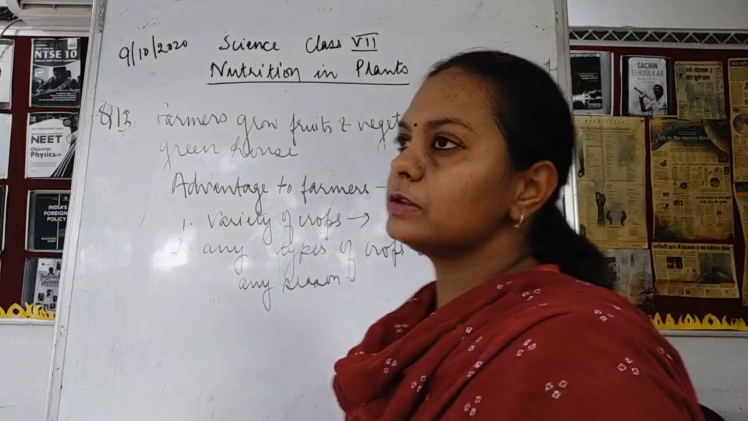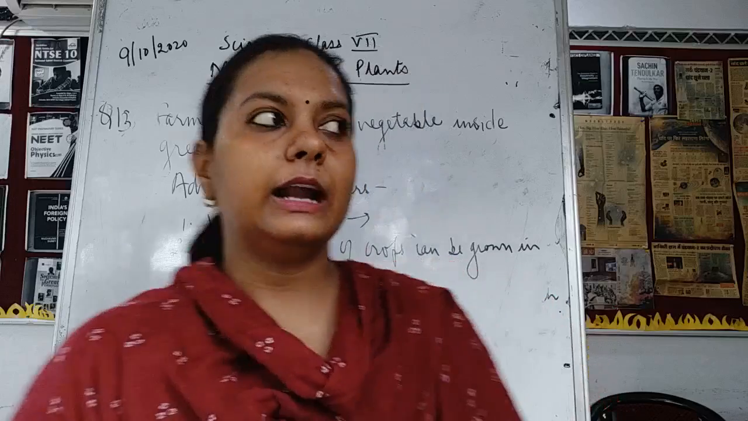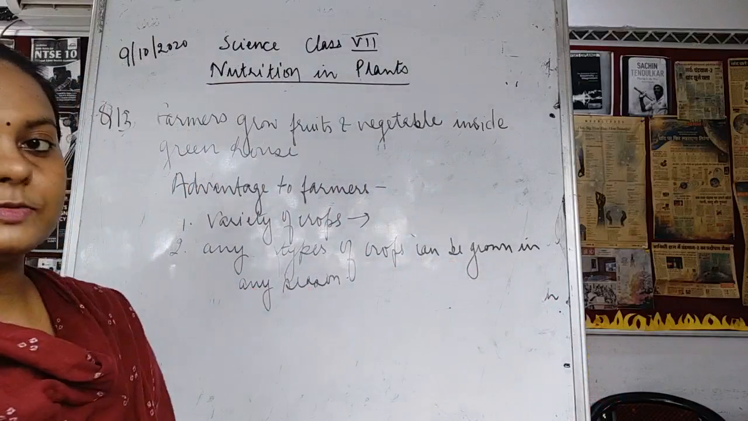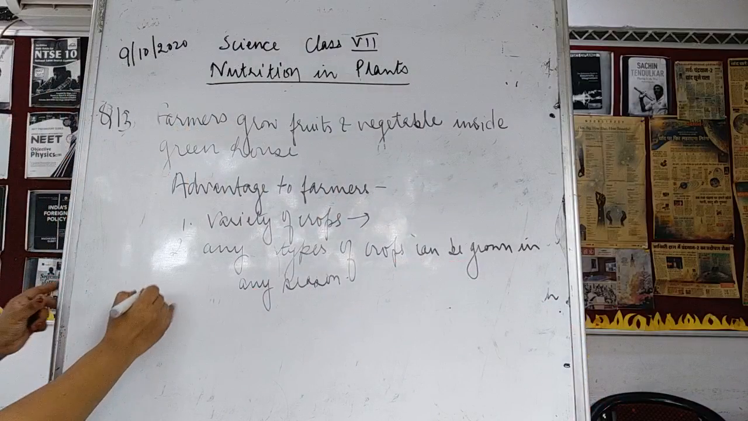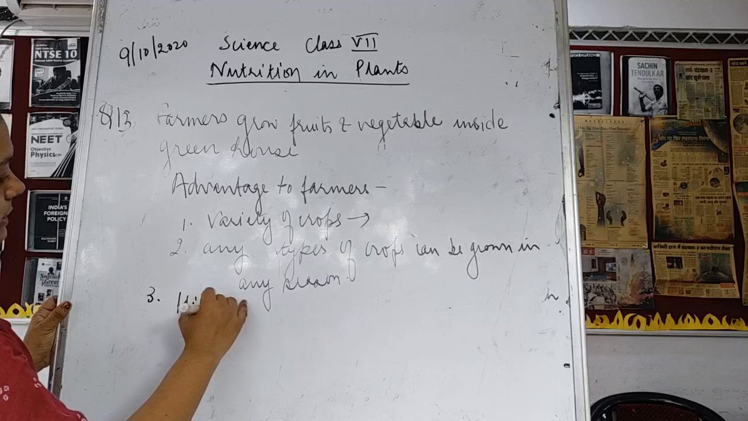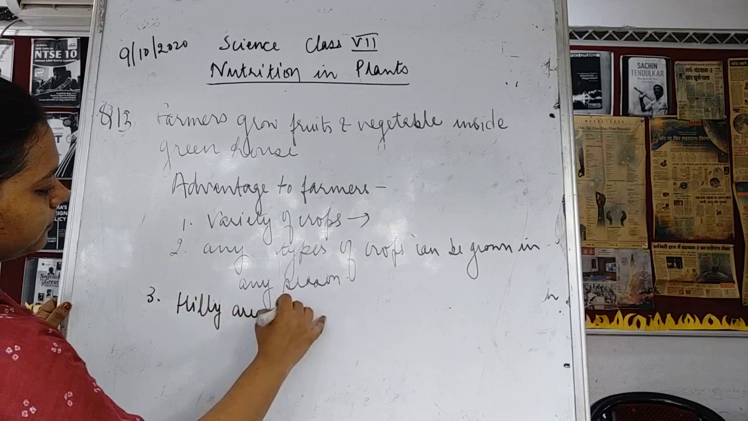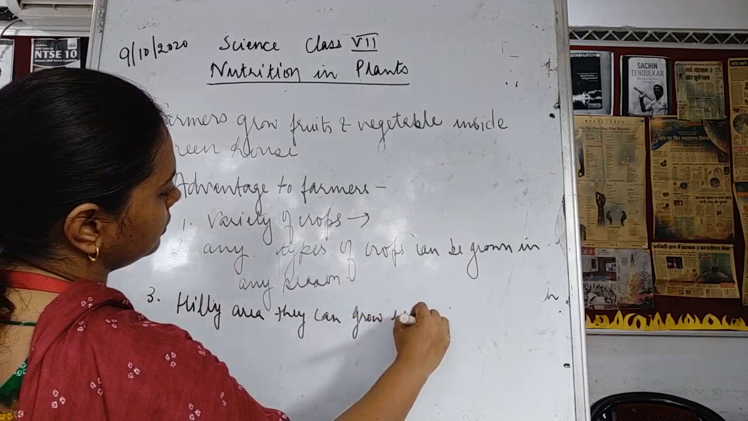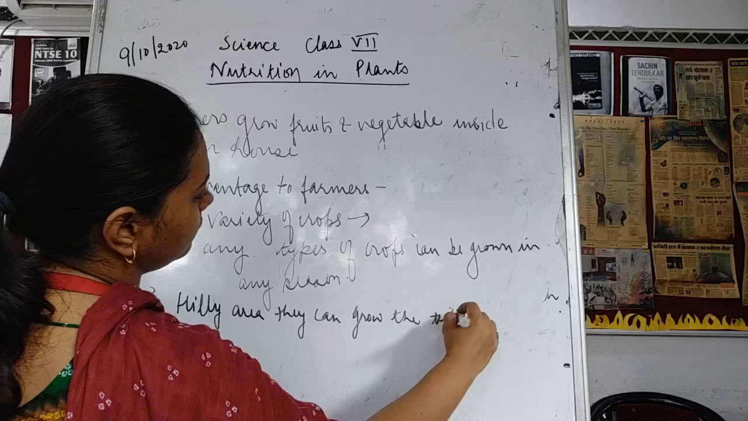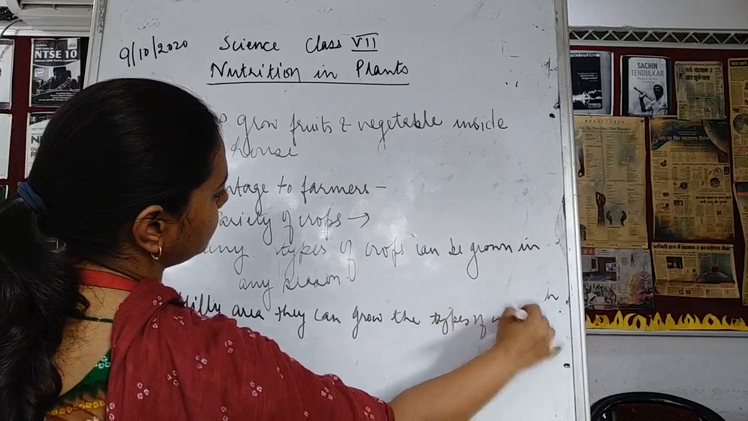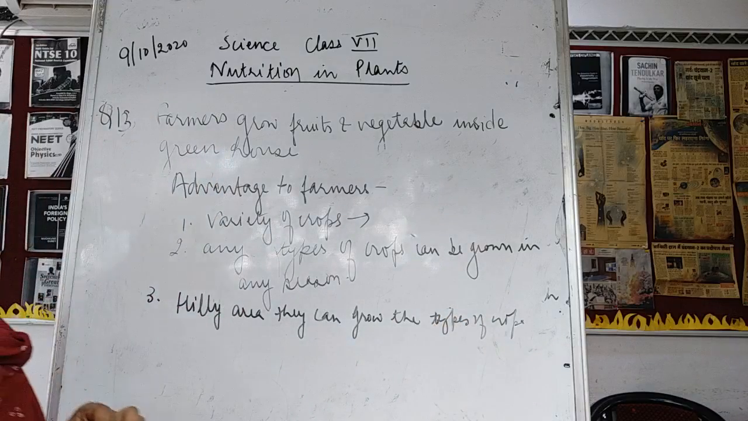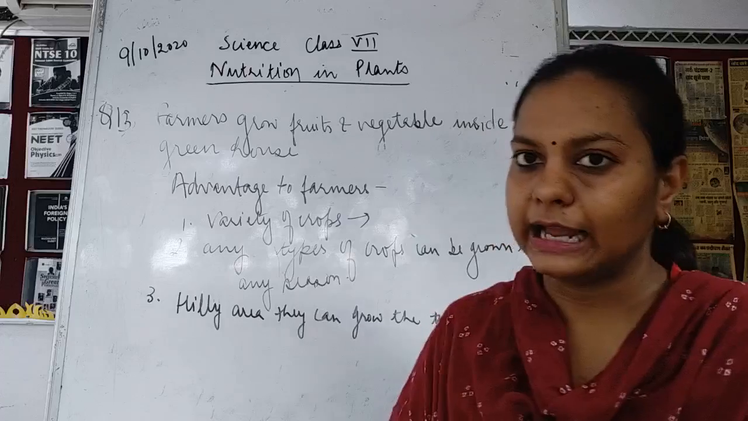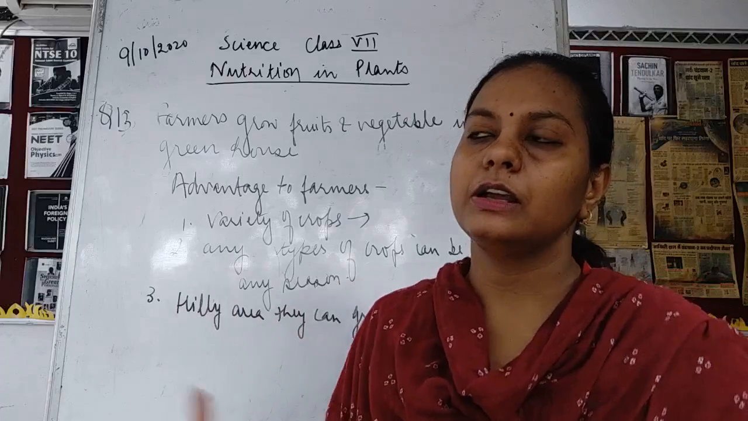So children, this was the advantage to the farmers, and now you can easily understand that any types of crops could be grown in the hilly areas. So the next part is that in the hilly areas, they can grow these types of crops. Okay, because here the temperature is not very cold, whereas in cold temperature the plants could die. That is why they can grow any type of crops in the hilly areas.